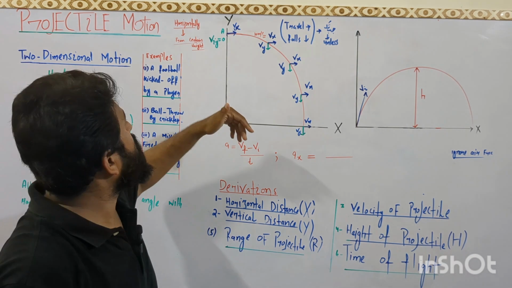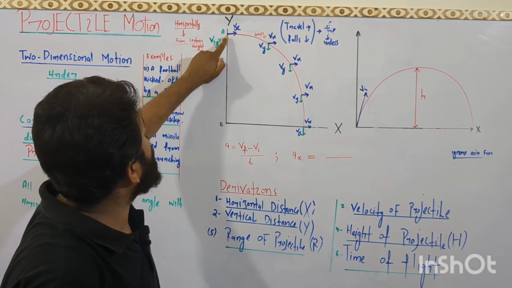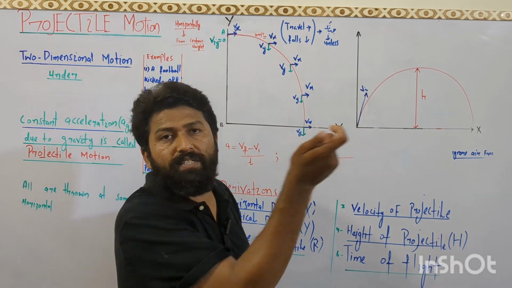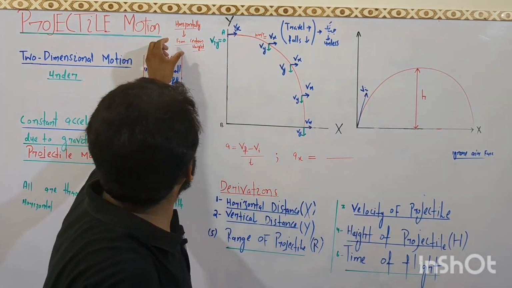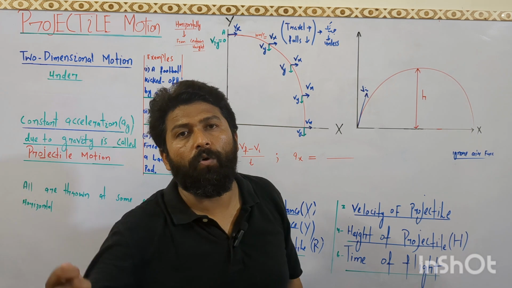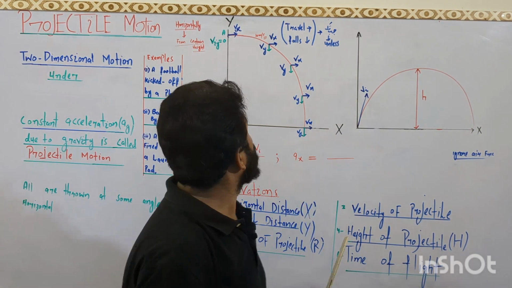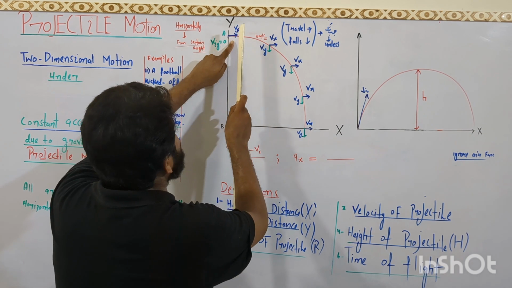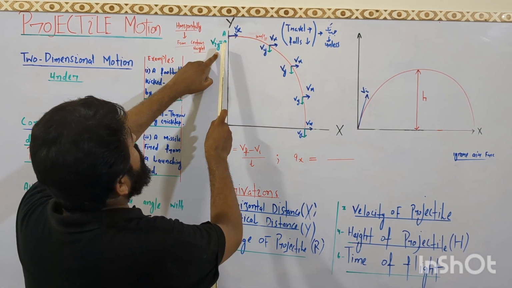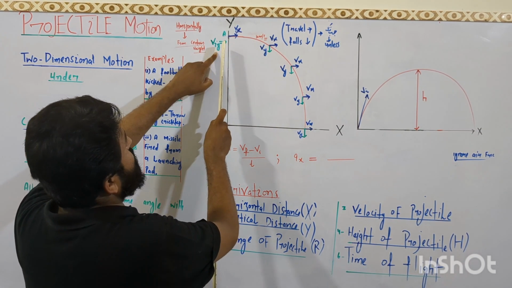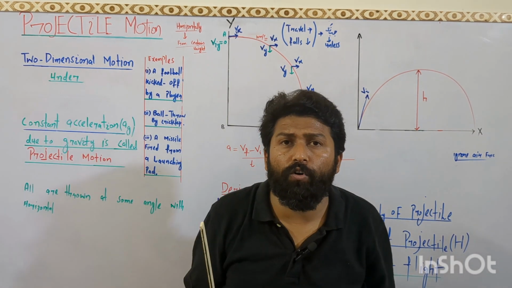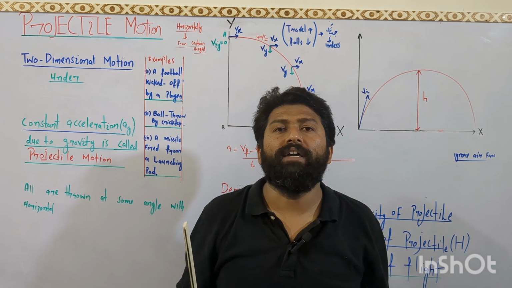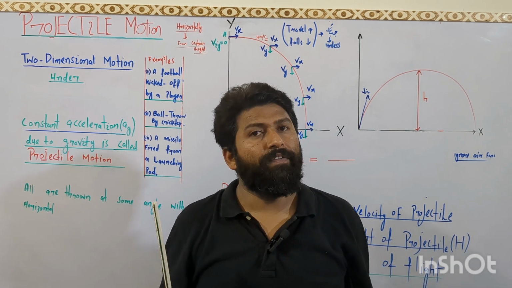Suppose a ball is thrown from point A. It must be kept in mind that the ball is thrown horizontally from a certain height. So here the only component of velocity is the x component, while the y component of initial velocity is 0. Why is it so? Because we have thrown the ball horizontally, so the vertical component of initial velocity will be 0.